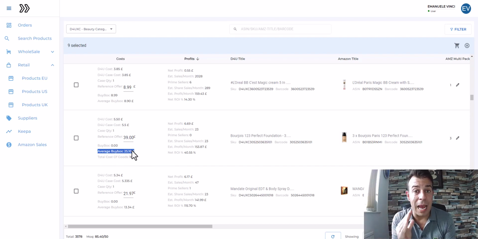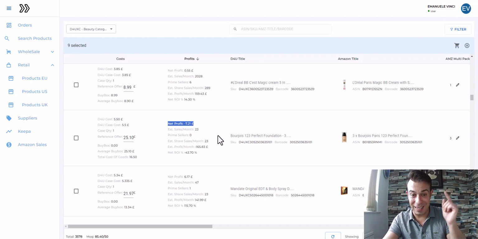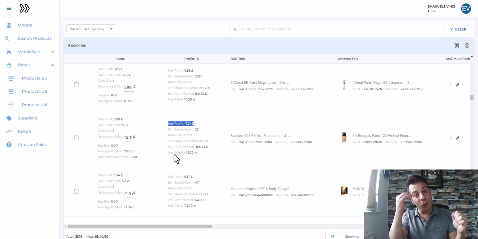Although it's not said that it will drop back down to 25.10 again, this product is very risky, because right now it's making us 6.69, but if by tomorrow Amazon comes back in and it goes back to its original price, all of a sudden you will be at a loss. So don't make this mistake, all right? Make sure that you're always checking price stability to ensure that you are not buying products that will drop price back to their original selling price.